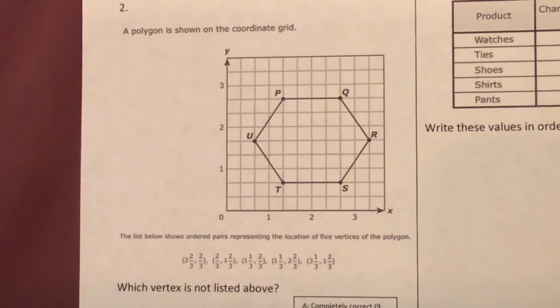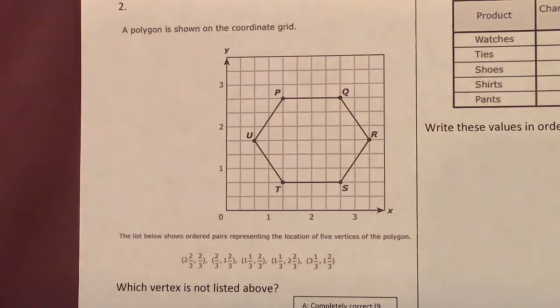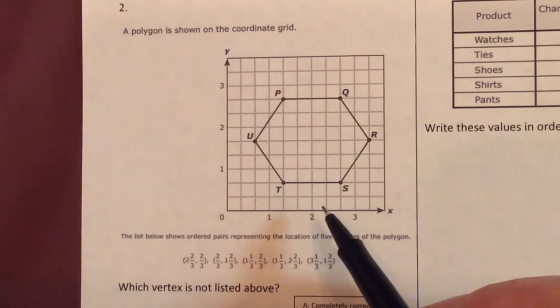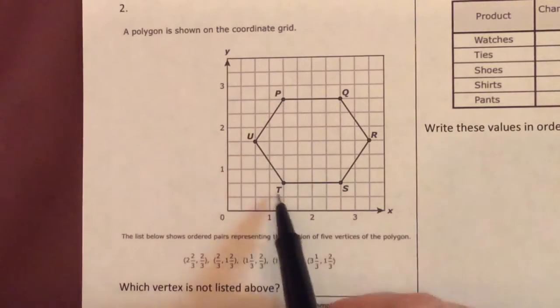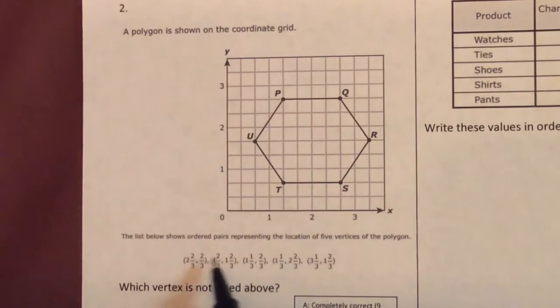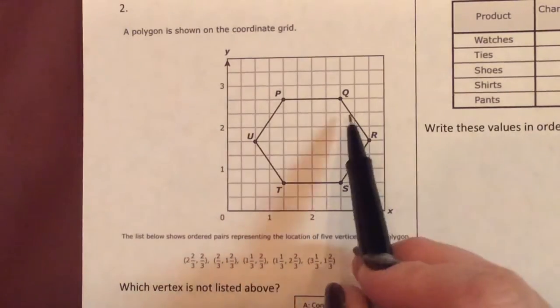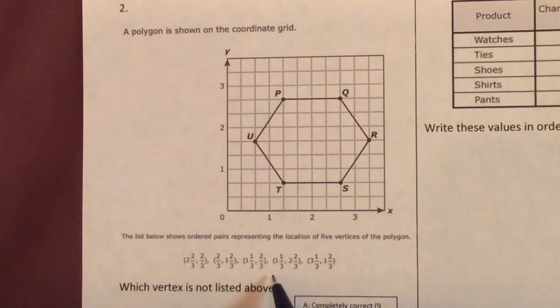Okay, number 2. A polygon is shown on the coordinate grid. Which vertex is not listed above? Now, a lot of people here weren't quite sure what it was asking. Okay, this was a star question from a few years ago. We have 5 points listed here, but we have 6 points on our hexagon. So which point up here is not listed in this list? That's all it's asking. Okay, so I just start going through them.